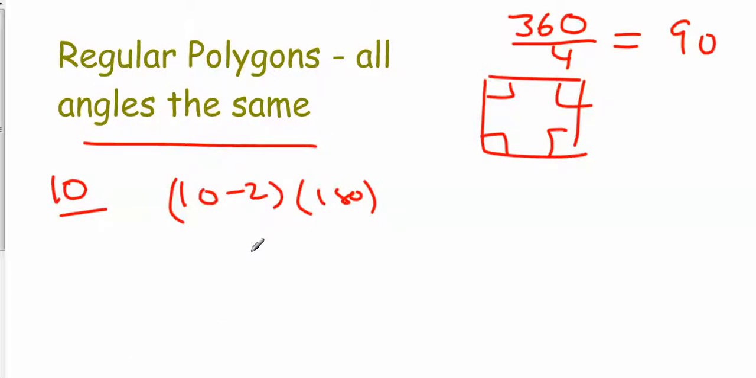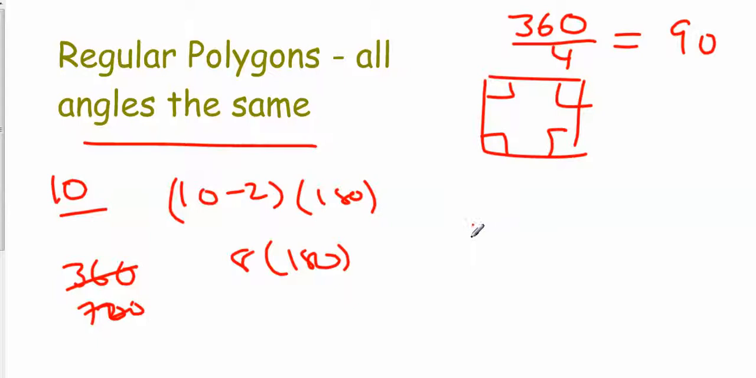So that's 8 times 180. And if you can't do that in your head, 360 plus 360 is 720, plus 720 is 1440, I believe. So 1,440 degrees, which is the sum of the 10-sided figure.